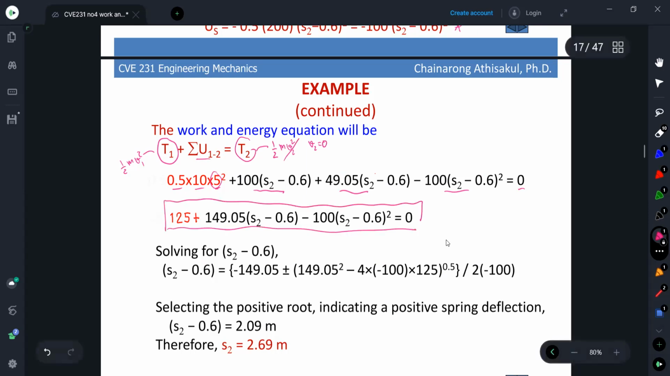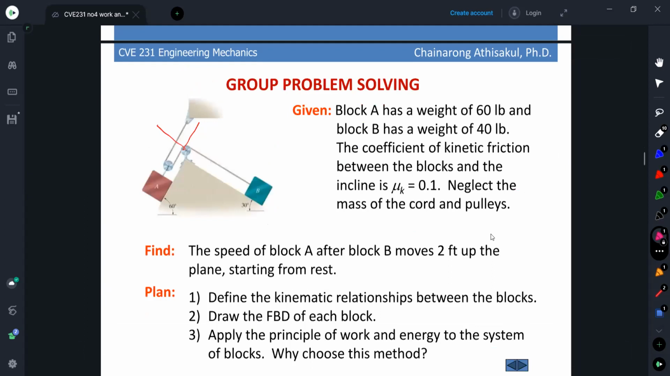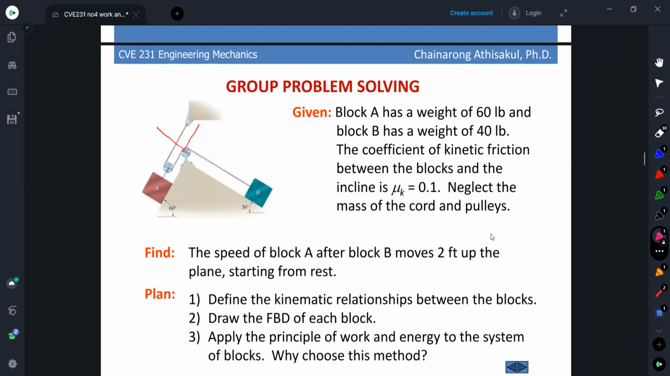After we solve this quadratic equation, we obtain S2 minus S1 equal to 2.09 meter. So we can determine S2 to be 2.69 meter. Okay, let's complete this problem. Then let's take a look at the next problem, which is blocks A and B.